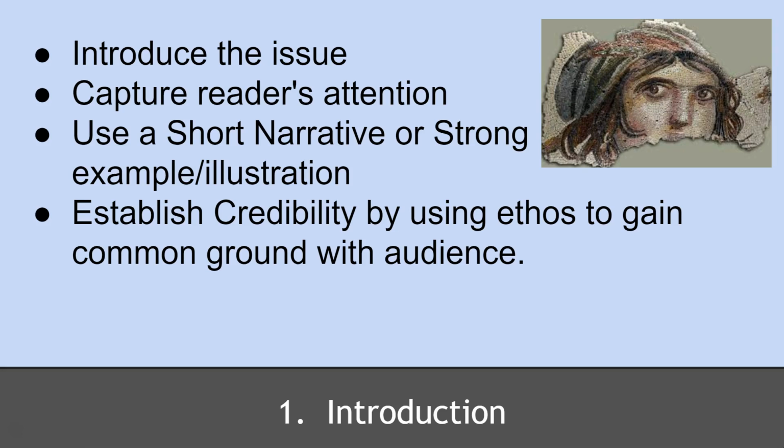You never want to say something like, I plan on writing about the legalization of medicinal marijuana. You don't want to do that. What you want to do is start with a short narrative or a strong example or illustration. For example, you may want to start with the story of a young girl named Charlotte Figi who was having multiple seizures a day, and her life was about to be lost because of this illness. However, the use of medicinal marijuana saved her life. So if you are for it, then that would be a great short narrative or a strong example in which to gain some compassion from your audience.